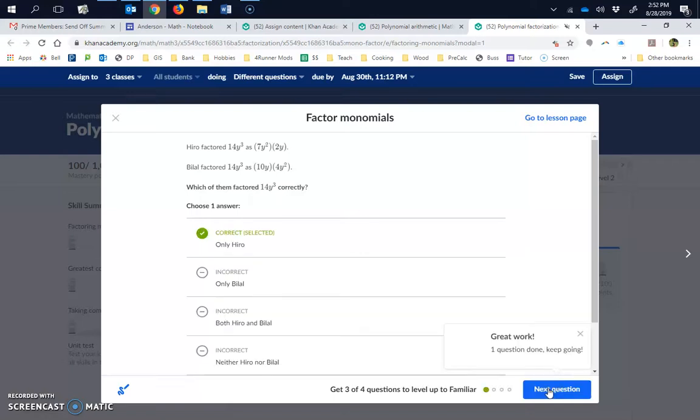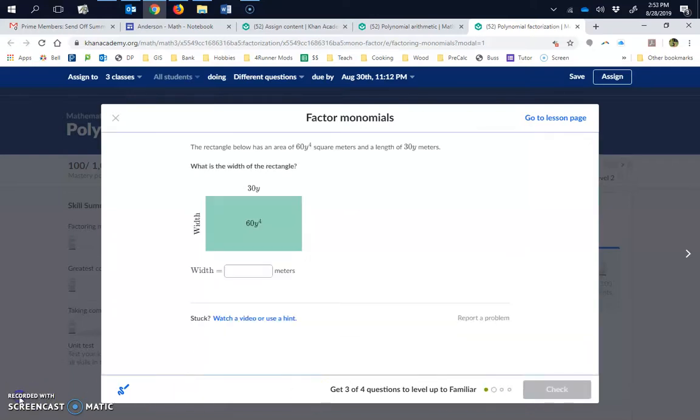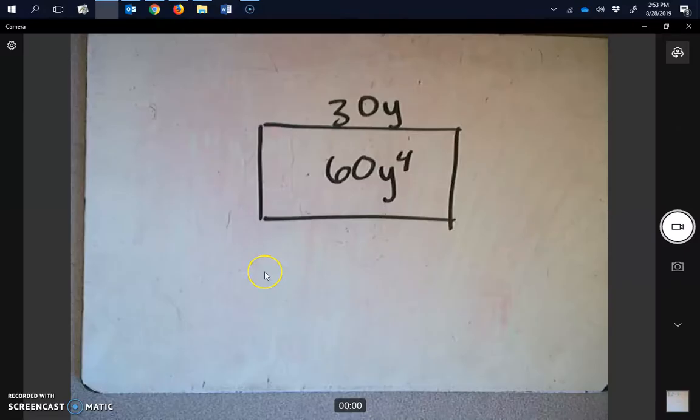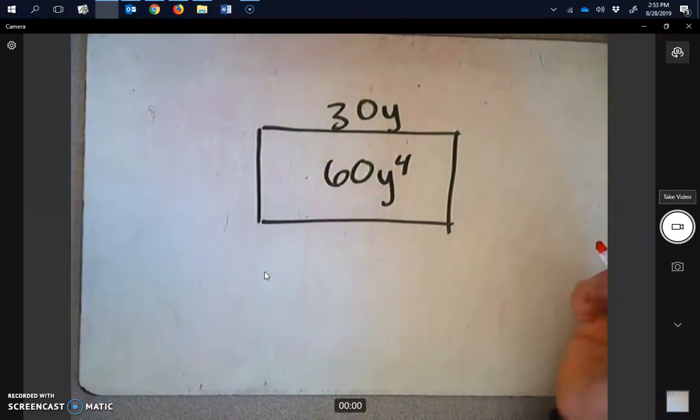Okay, next question. The rectangle below has an area of 60y to the 4 square meters and a length of 30y meters. What is the width of the rectangle? So here is the length, here is the total area, and the width is unknown. I have it drawn out here. We're factoring again, basically, but they want us to factor in a certain way.